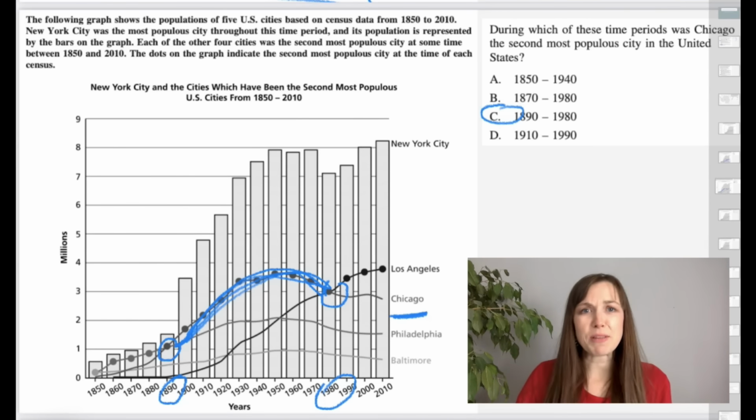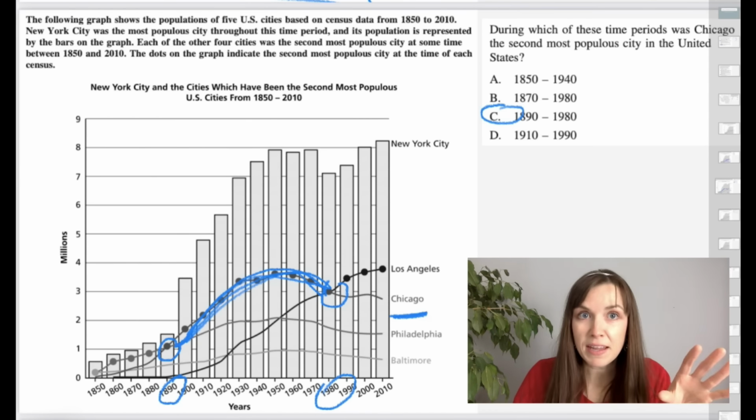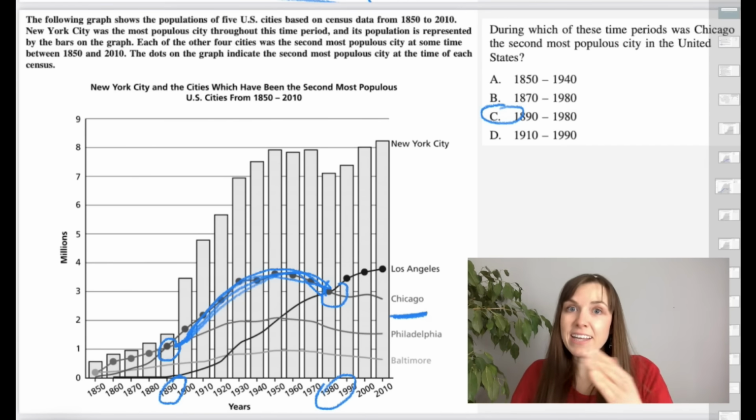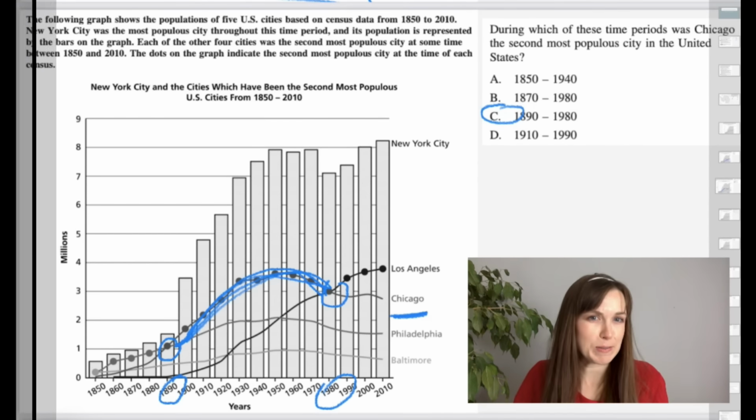So sometimes when I'm looking at these questions, I go through each question and eliminate them. But when I'm looking at a question like this, I definitely look at the graph and then see if it aligns with what the answers are. And it does in this case.